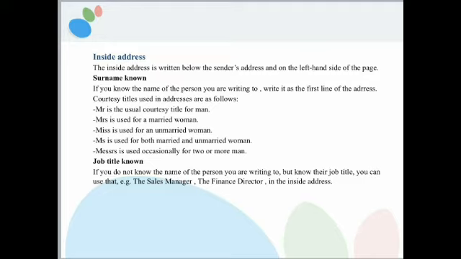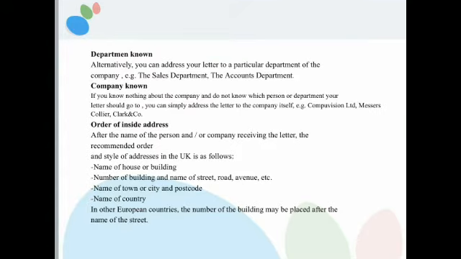Job title known. If you do not know the name of the person you are writing to, but know their job title, you can use that, e.g., the sales manager, the finance director, in the inside address. Next, department known. Alternatively, you can address your letter to a particular department of the company, e.g., the sales department or the accounts department.